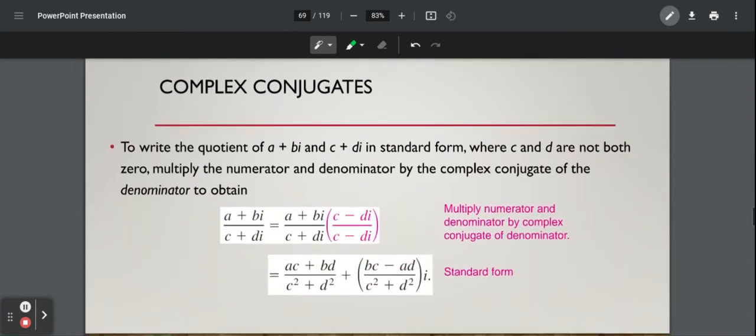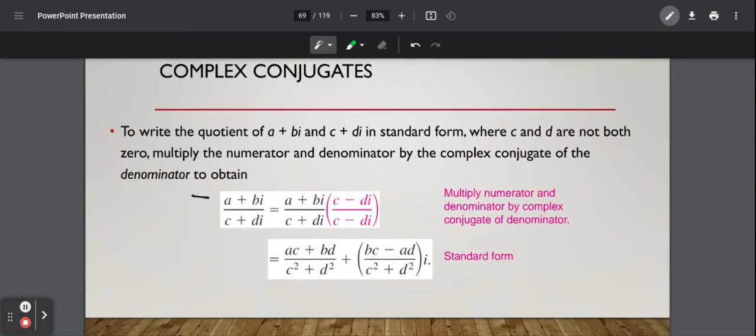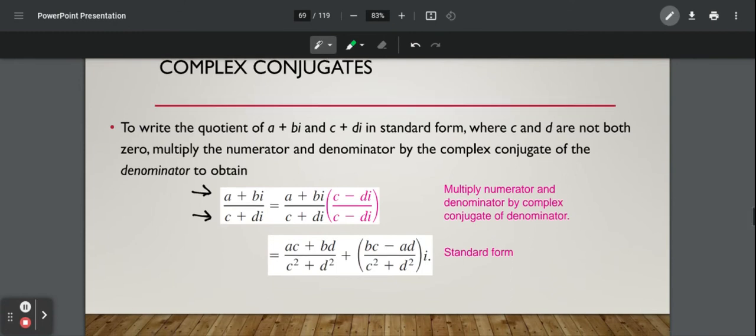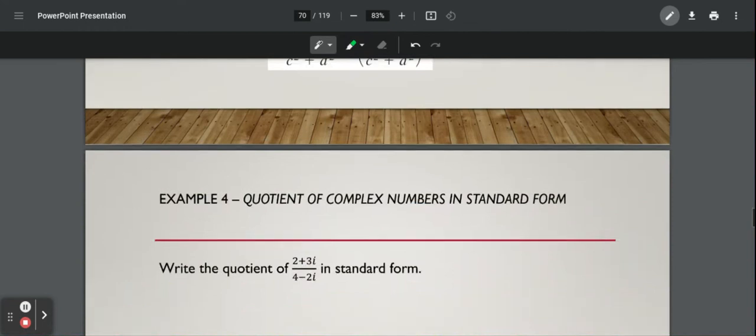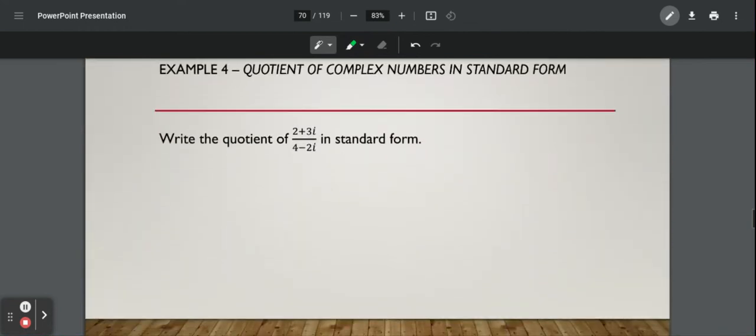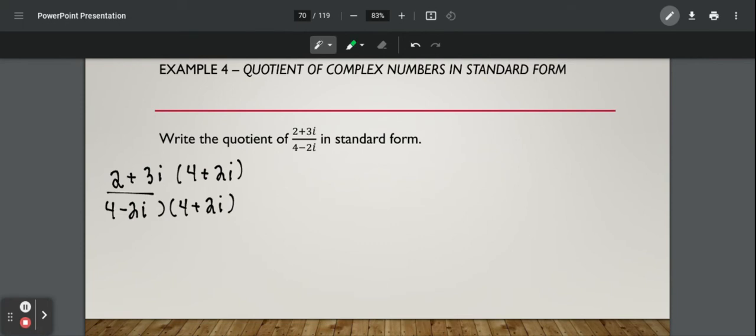So sometimes we will be given problems where you're going to actually be dividing two complex numbers. And to write those in standard form, you have to get rid of the complex number in the denominator by multiplying by the conjugate of the denominator. So if we have to write 2 plus 3i over 4 minus 2i in standard form, we're going to take our 2 plus 3i and our 4 minus 2i, and we're going to multiply by the conjugate of the denominator, because we want the denominator to just be a real number. And remember, multiplying by the conjugate gives you a real number.